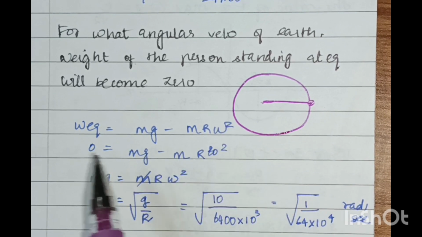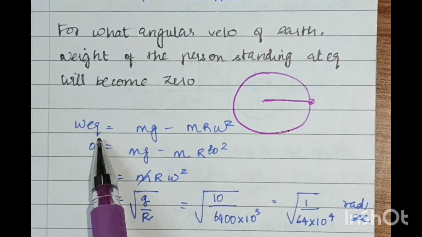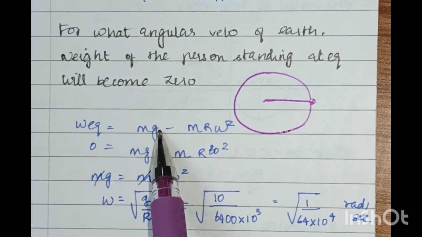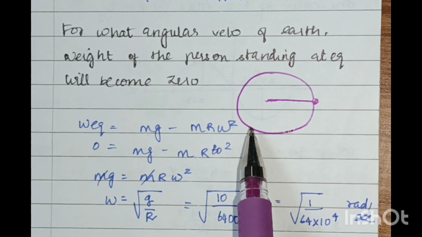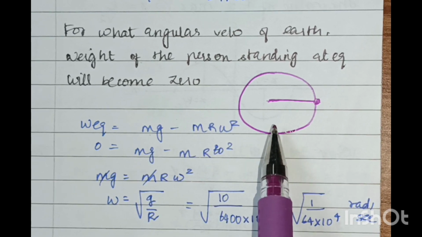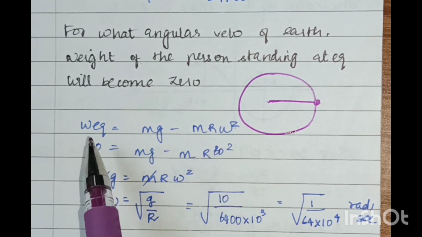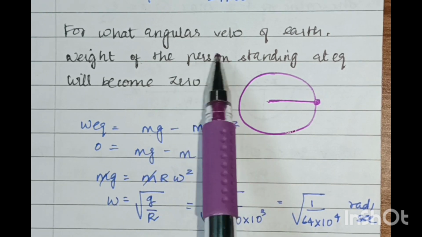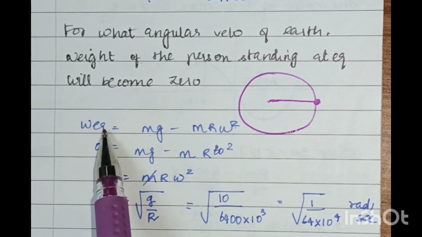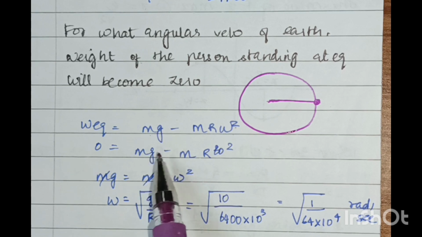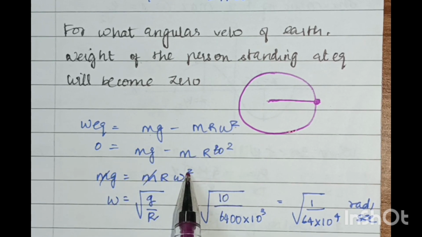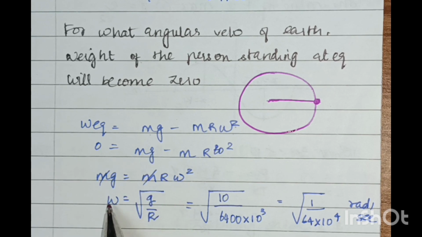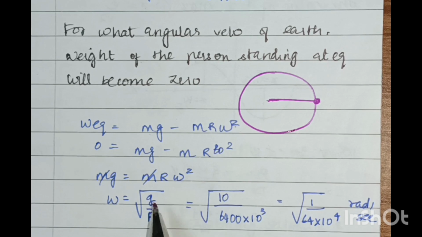Okay, so W equivalent, that is apparent weight, equals mg minus m r omega square cos square theta. So what is cos square 0? It is 1 only, so m r omega square. They have given that the apparent weight becomes 0, so the equivalent is 0 here. So mg minus m r omega square equals 0. From this, mg equals m r omega square, m and m cancel, so omega equals under root g by r.